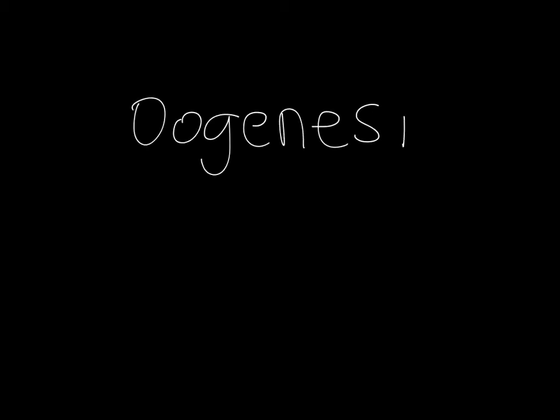Hi, so today we are going to be discussing the major steps in oogenesis. And we're going to start at the stage of the primordial germ cell and then work our way until fertilization and extrusion of the second polar body.